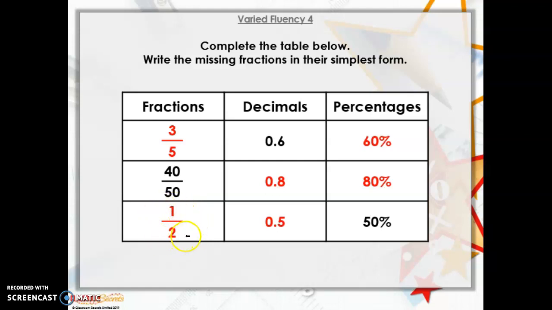Okay, it doesn't matter if you've written a half or 5/10 or 50 over 100. All three are acceptable answers because they are equivalent. They mean the same. Likewise, the answer here is stated as 3/5, but if you have written 6/10 or 60 over 100, that is also acceptable because they are equivalent fractions. All right?